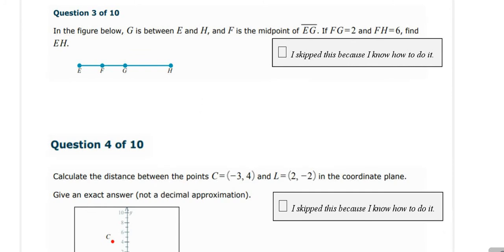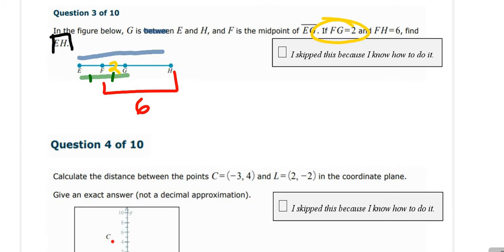Number 3 says G is between E and H. Here's E and H. But F is the midpoint of EG. There's a midpoint there. Hatch marks. F to G is 2. F to H is 6. It wants us to find EH specifically, which is the entire thing.